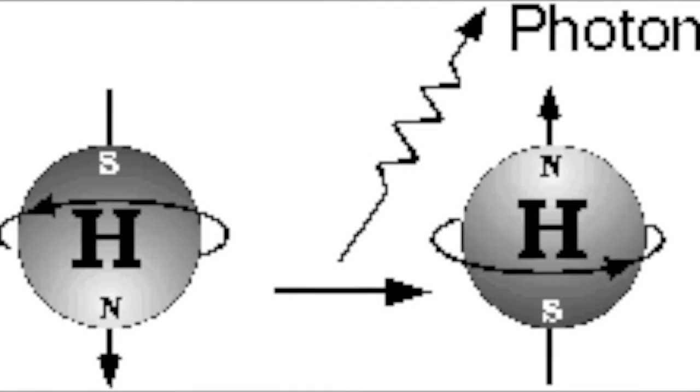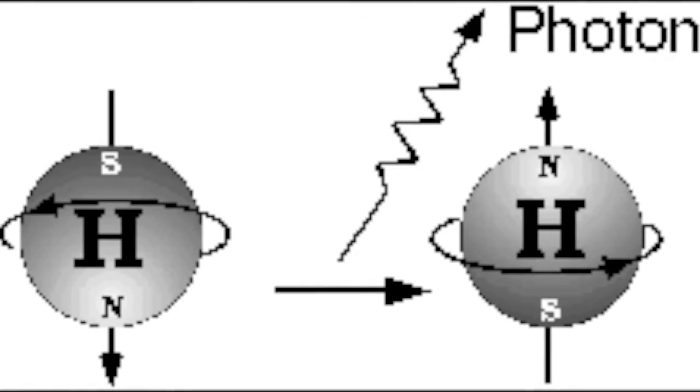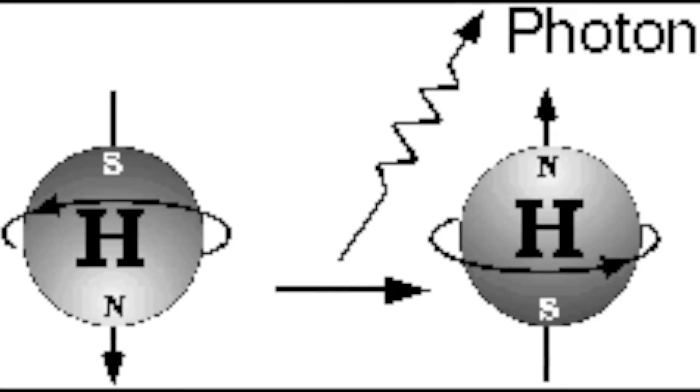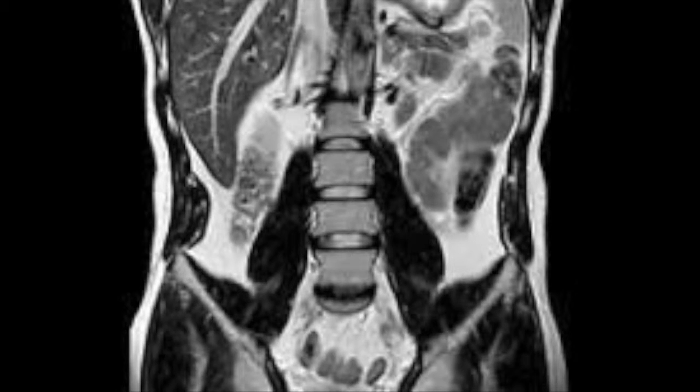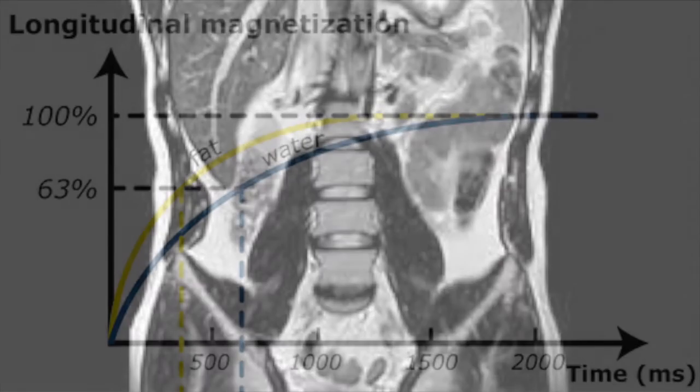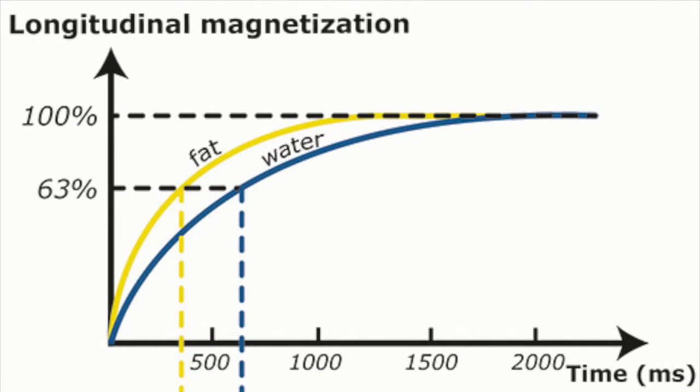This realignment of the spins emits low-energy radio frequency photons, which are received by radio frequency coils. These frequencies are sent to a computer system which produces an image. The energy of each photon depends on the time and amount of realignment of the atom. The faster the energy is released, the brighter the tissue will be on the grayscale. This is based on the thickness and hardness of the tissue where the water molecules are located.